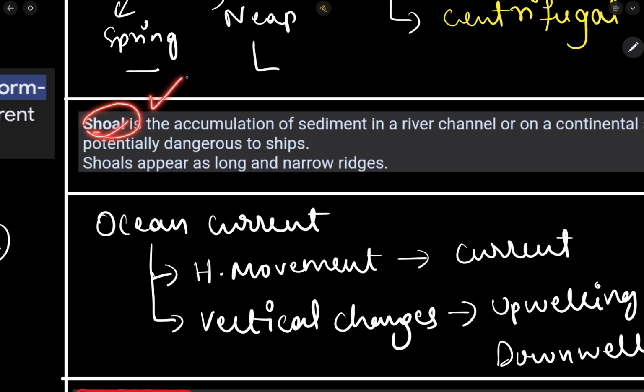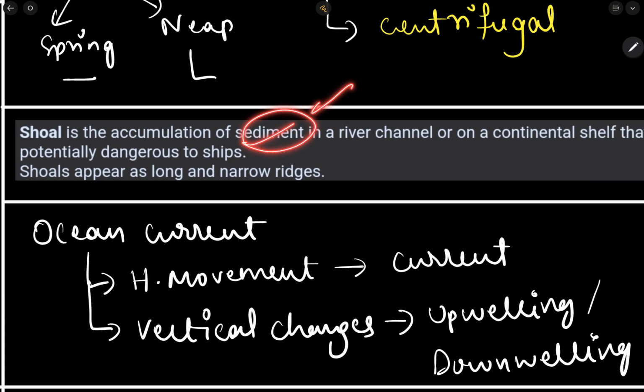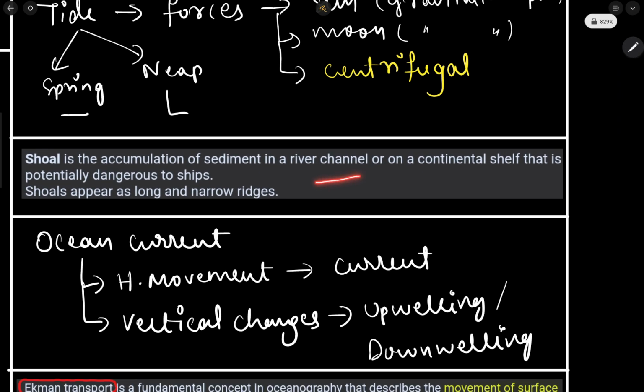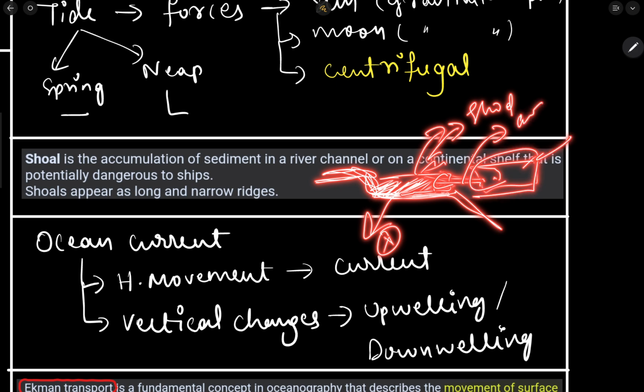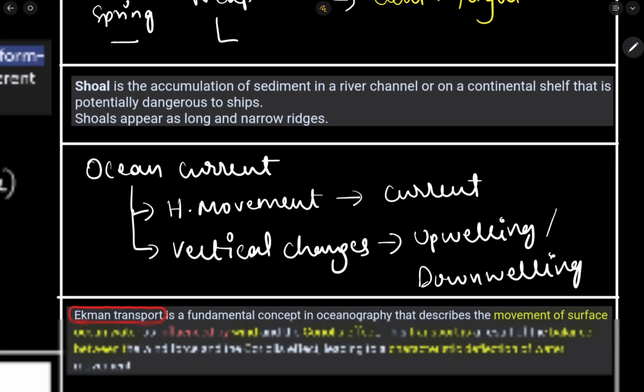Next we have the shoal. Shoal is nothing but the accumulation of sediment in a river channel or on a continental shelf. So basically, suppose this is a continental shelf which we have seen earlier. Because of the deposition of the sediment or debris, it becomes like this. So this is a very dangerous condition for the ships, because the ships tend to park here, but they don't know that there is sedimentation or the shoal is present here. So they directly come and there's a chance of an accident of the ship. So that's why the shoal is dangerous for the ships.